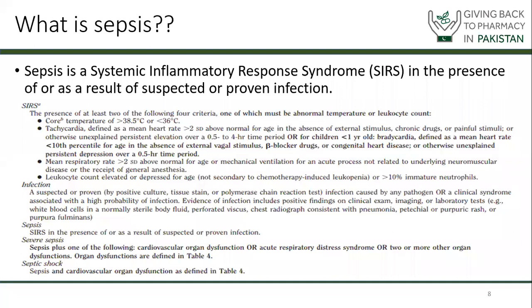Now, what is severe sepsis? Severe sepsis is a sepsis which involves multi-organ dysfunction, like in the important organs of the body, such as cardiovascular organ dysfunction, acute respiratory distress syndrome, or other organ dysfunction. Then we will regard it as severe sepsis. And septic shock. Septic shock is basically sepsis and cardiovascular organ dysfunction, and it usually requires the use of vasopressors to treat the sepsis or to maintain the MAP, mean arterial pressure.